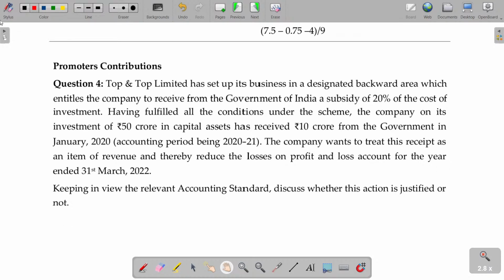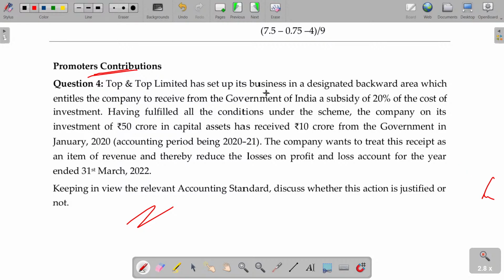Now let's go for the promoter's contribution. Promoter's contribution will always be considered as capital reserve or part of the capital account. No more information is required here. Okay, that's all. No need to worry about this.